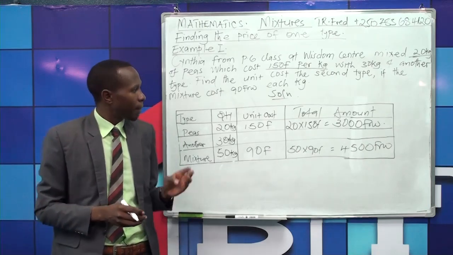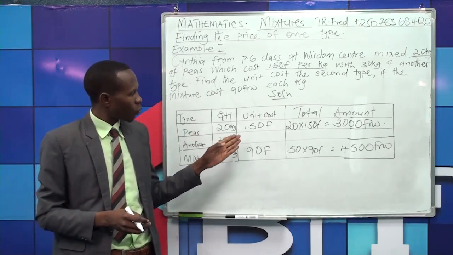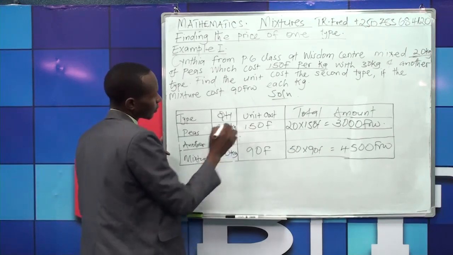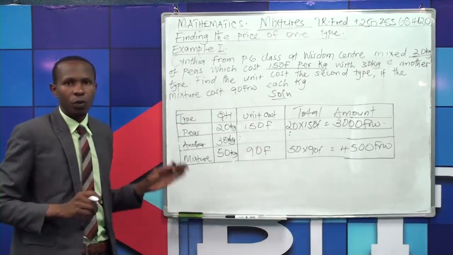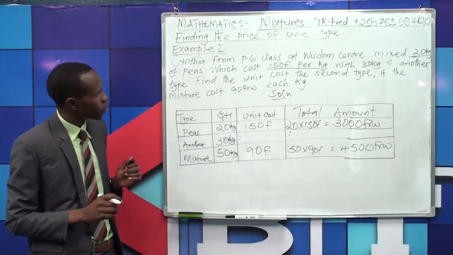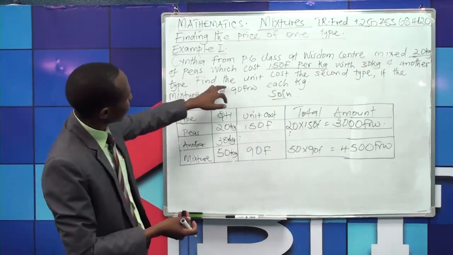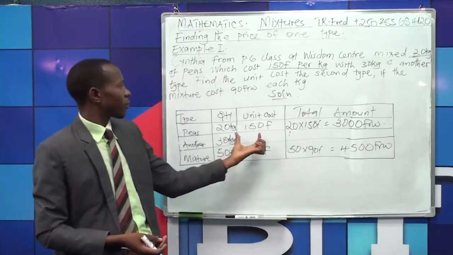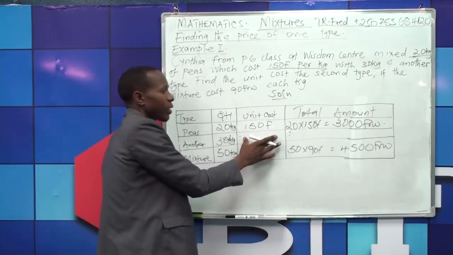But if you're required to pay for another type, we don't have the unit cost of another type. We don't have the total amount. So we need to look at what the question was requiring us to do. They said, find the unit cost of the second type. So they want us to find the unit cost of the second type.